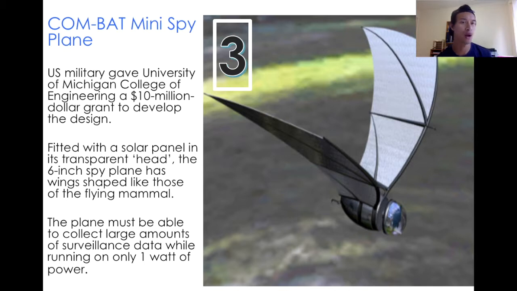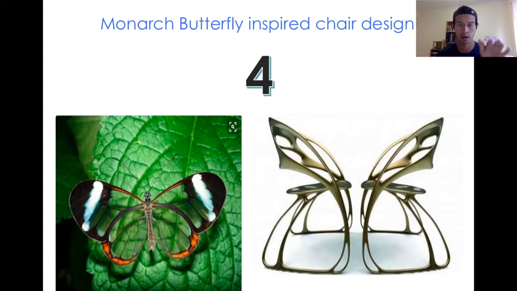The combat mini spy plane: the U.S. military gave the University of Michigan about $10 million to develop a design, and so they fitted it with a solar panel in its transparent head, and it's basically a little spy plane that looks like a bat that flies around. It's able to collect large amounts of data, and it runs off solar panels on top of the wing, and basically runs on 1 watt of power. Pretty cool.